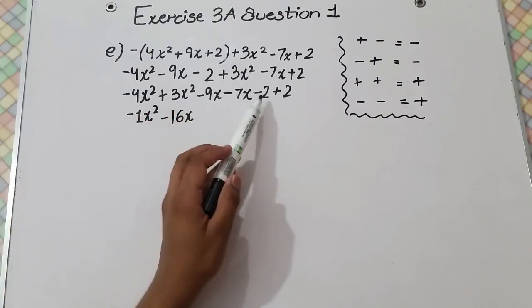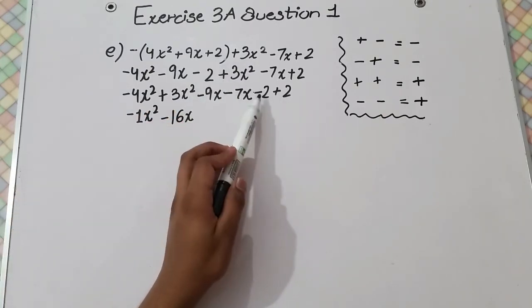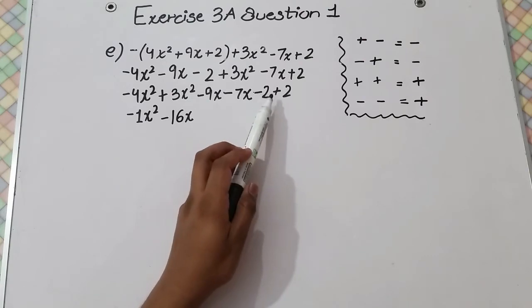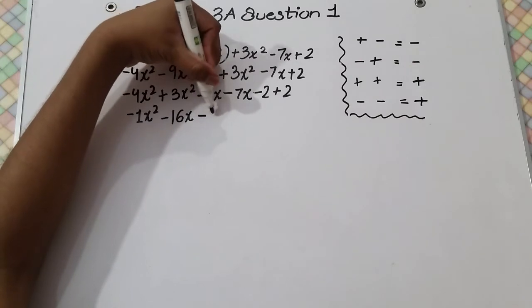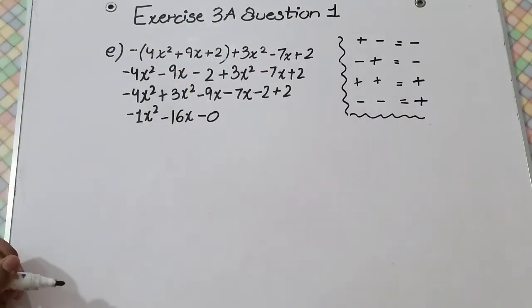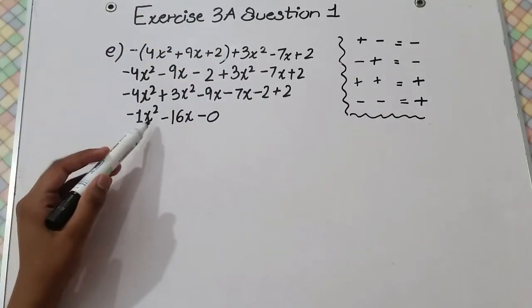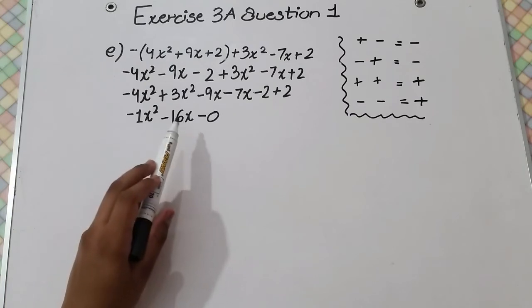Then we are having minus 2 plus 2. Minus plus is minus and 2 minus 2 is 0. So minus 0. Minus 1x square minus 16x and minus 0.